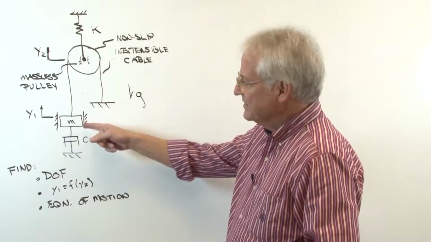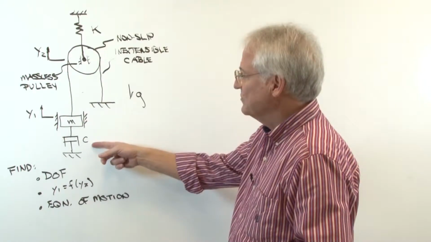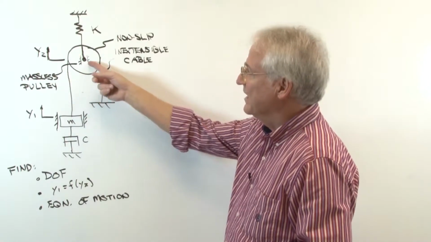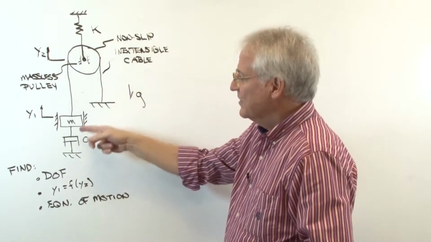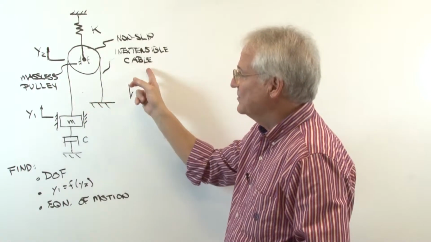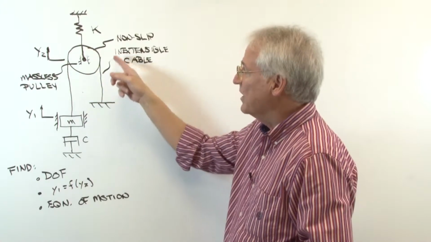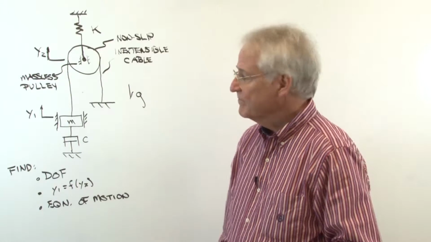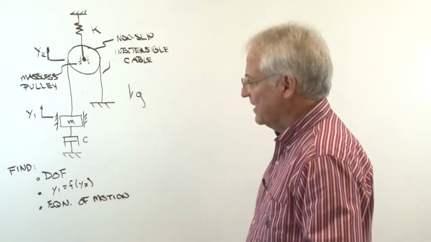So here's the problem. A mass is connected to the ground by a damper with damping coefficient C. A massless pulley is connected to the ground through a spring with constant K. The mass is connected by an inextensible cable to the ground. The cable wraps around the pulley and is in a non-slip relationship with the pulley. Gravity acts.